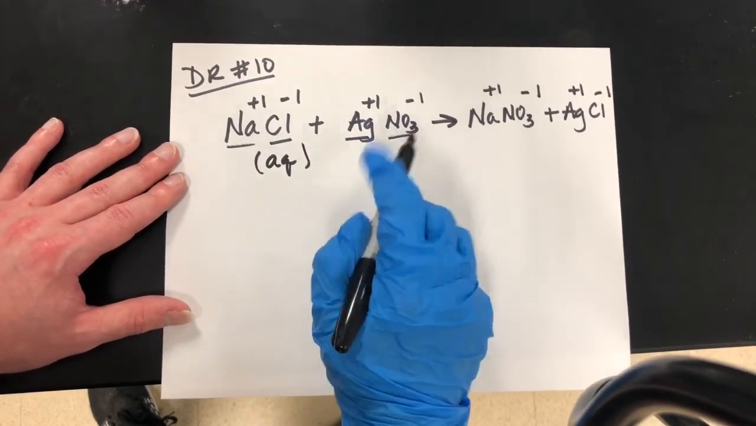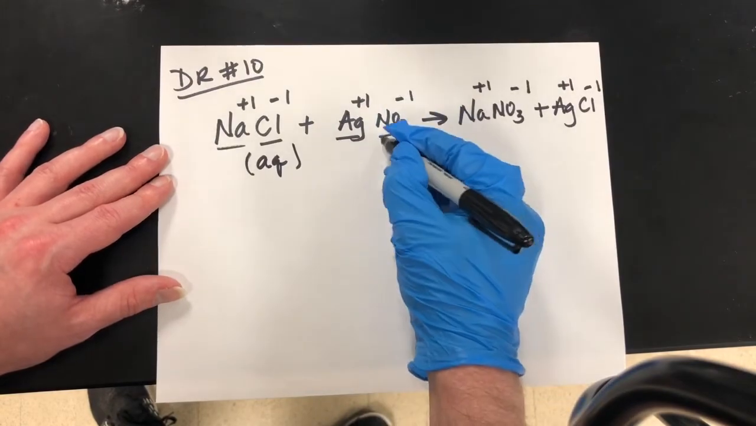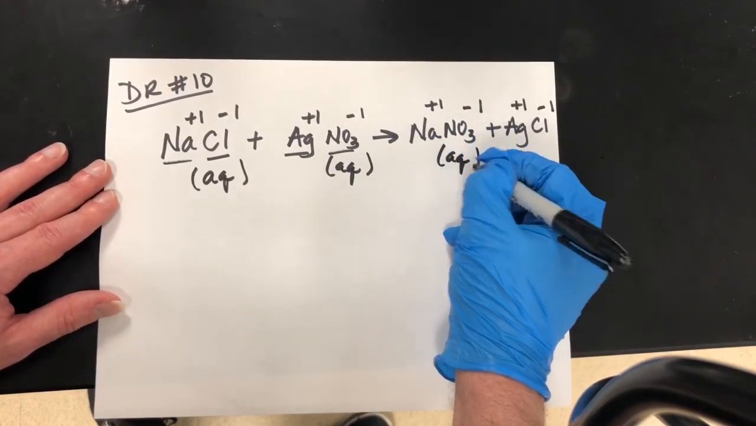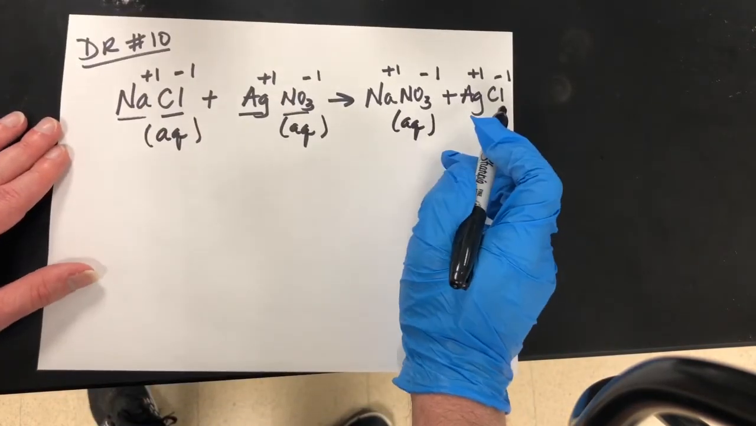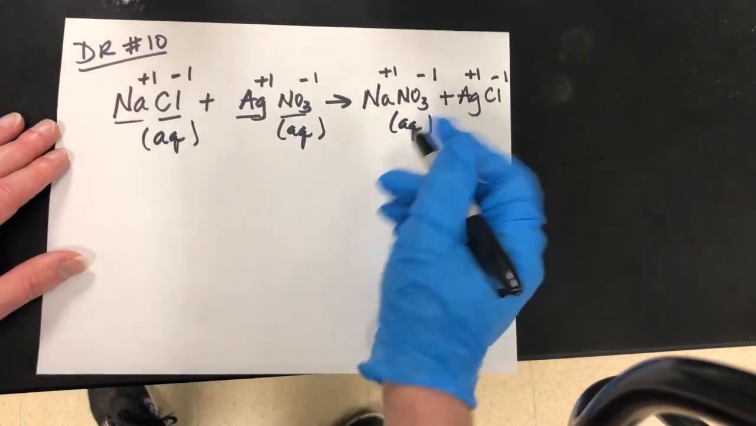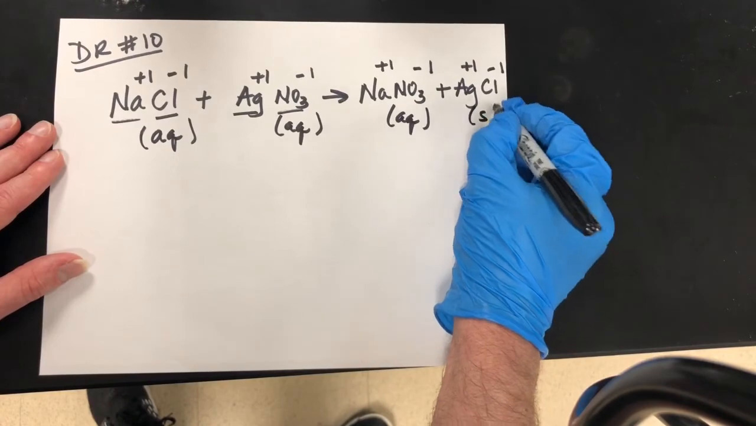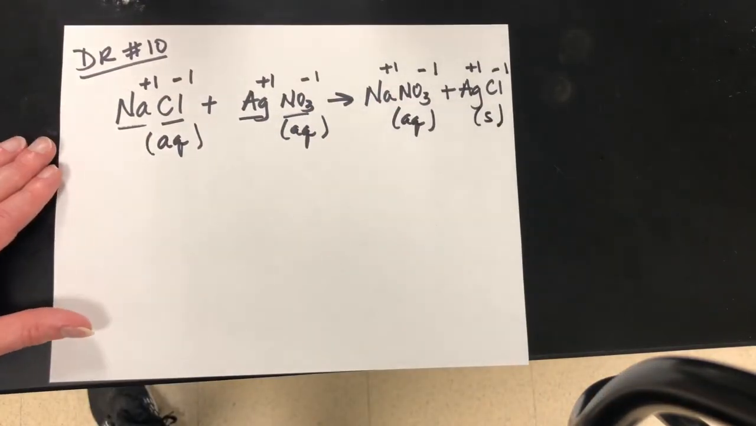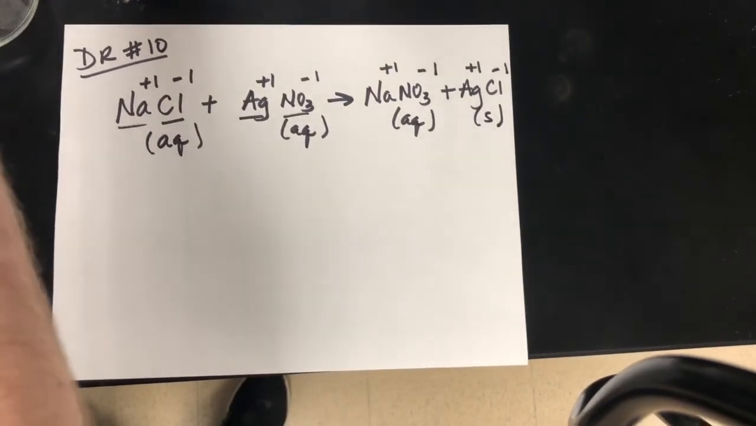Solubility rules. All chlorides are soluble except for silver, mercury, lead. This is soluble. All nitrates are soluble. And all compounds containing chloride are soluble except for silver, mercury, and lead. So this falls into the exception. So it is solid. So it's going to form a precipitate. So we'll come back and see it.